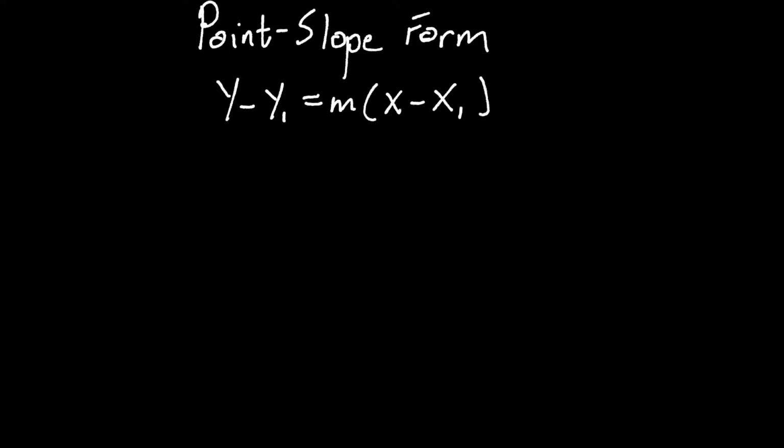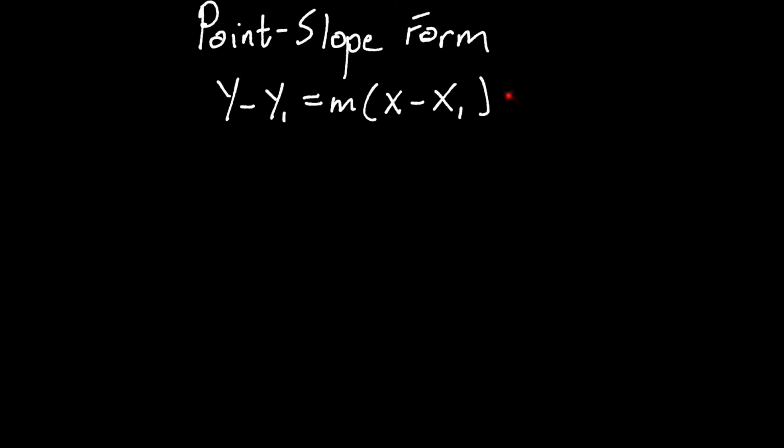This video is going to focus on point-slope form, which is another variation of the slope-intercept formula in a way that we can use just the point, any point that's on a line, and the slope of that line to create an equation that describes all points on that line.